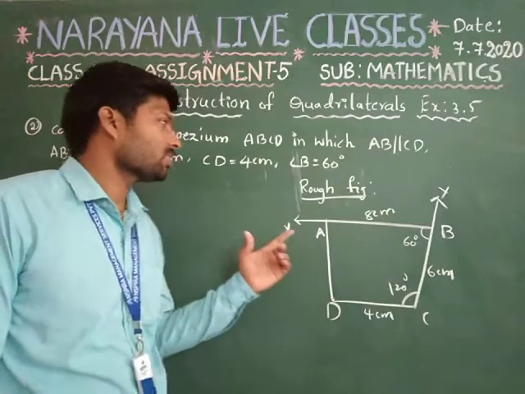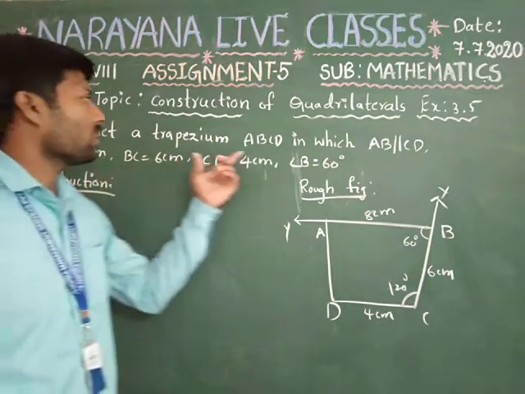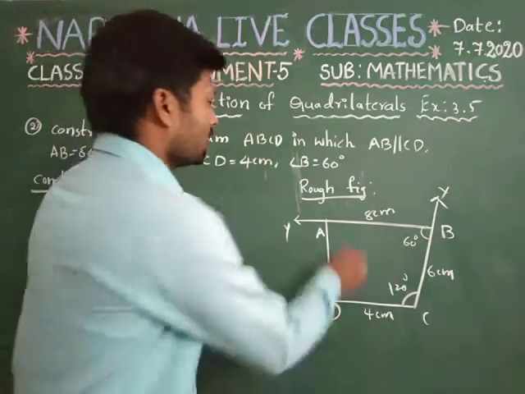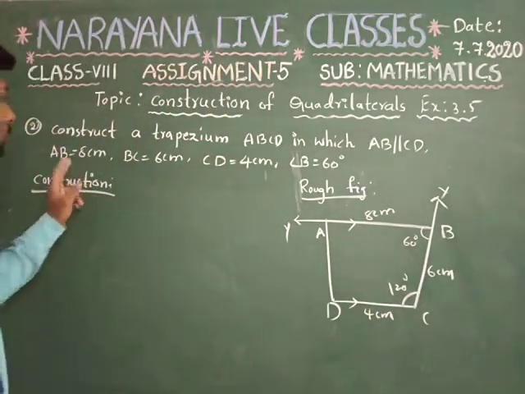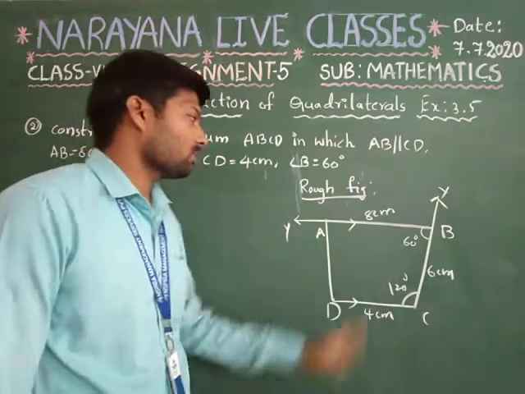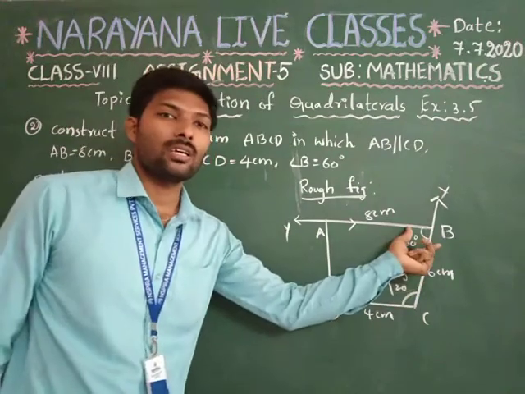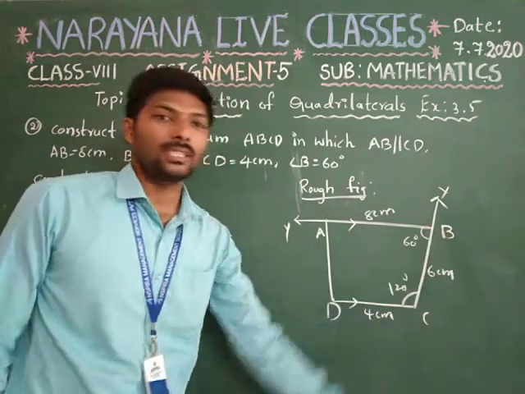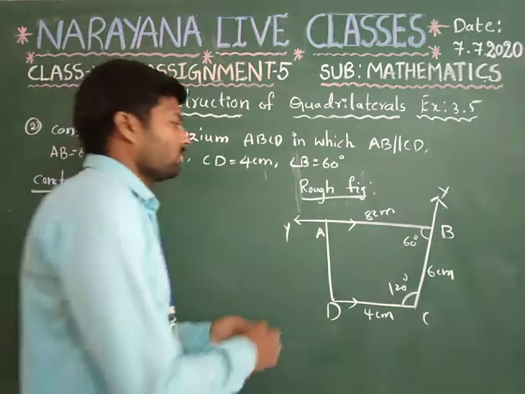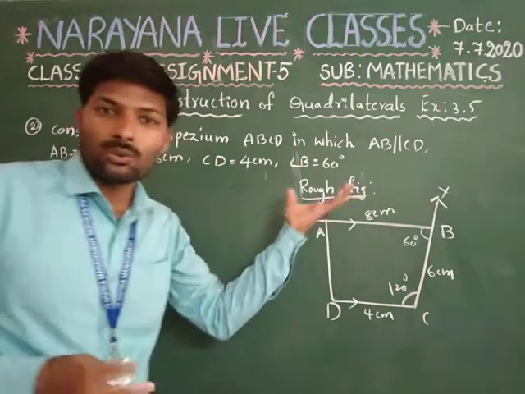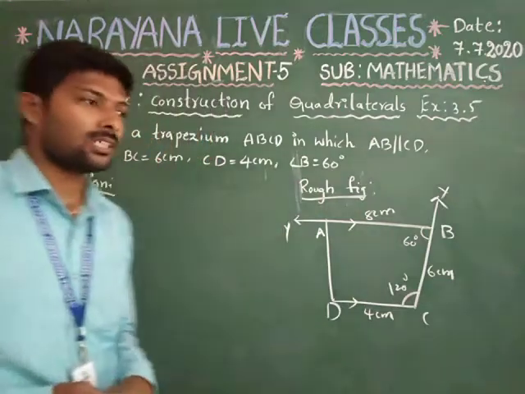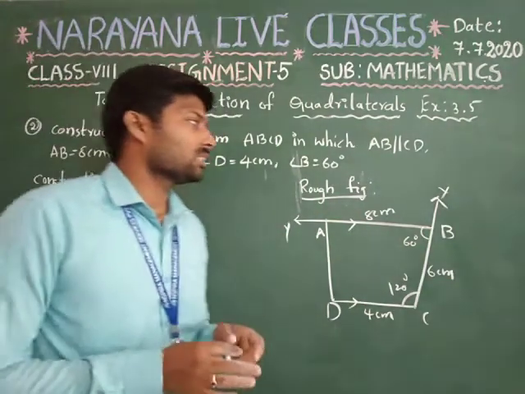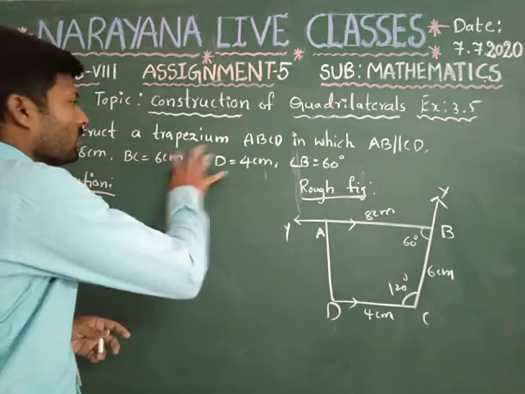Let us see the second construction. Construct a trapezium ABCD in which AB is parallel to CD. With the given measurements, we are given 3 sides as well as one included angle, that is at point B. Before going to that, first of all we have to draw a rough figure based on the given measurements. Let us see how to construct the main sketch.